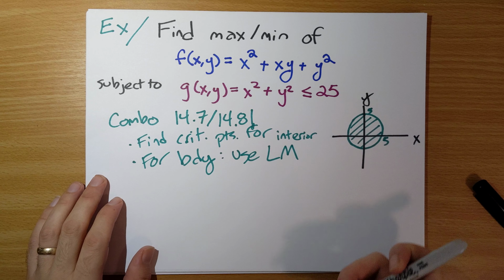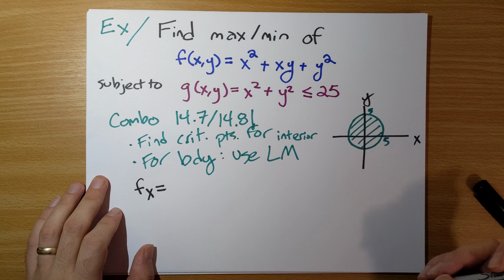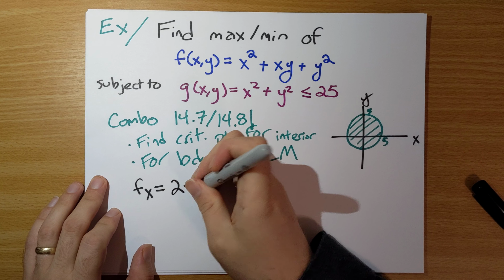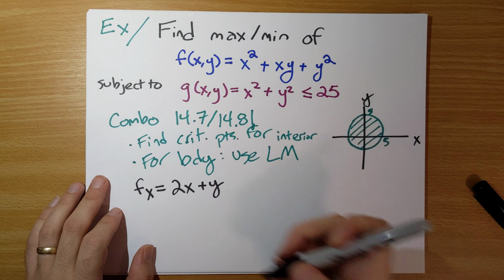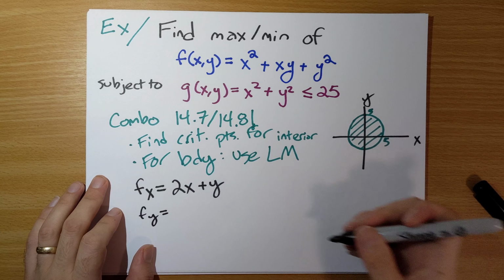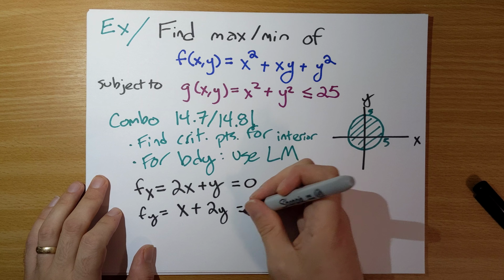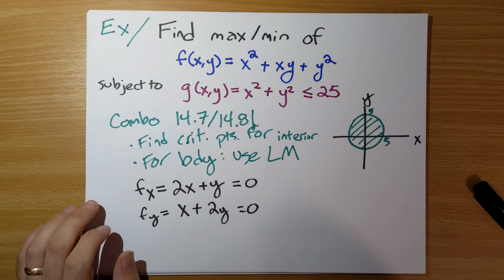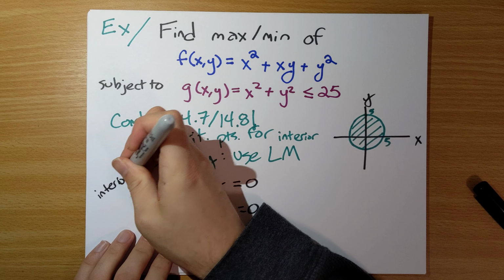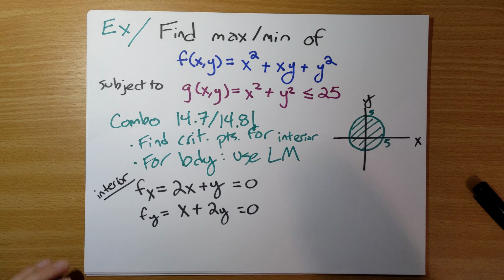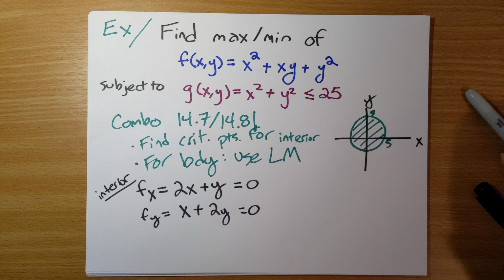First thing we should do is find the critical points for the interior. So the x partial derivative is going to be 2x + y. And the y partial derivative is going to be x + 2y. Of course, these both need to equal 0. I should label that right now we're working on the interior here. Okay, so we need to solve this system of equations.